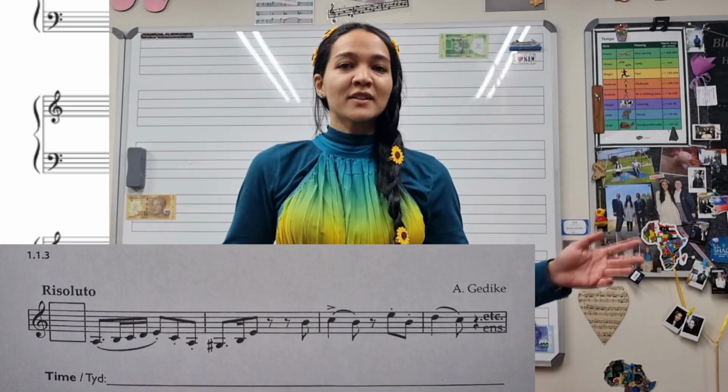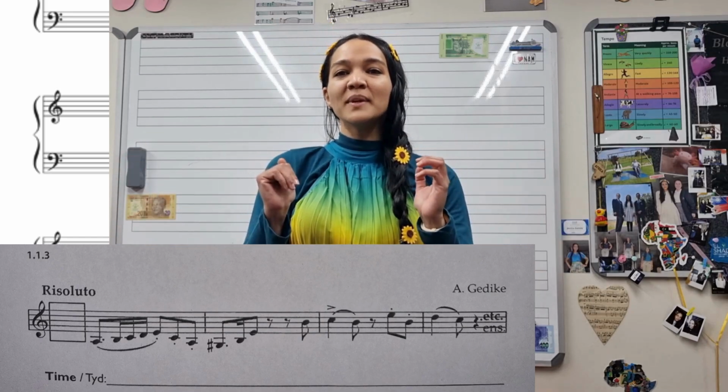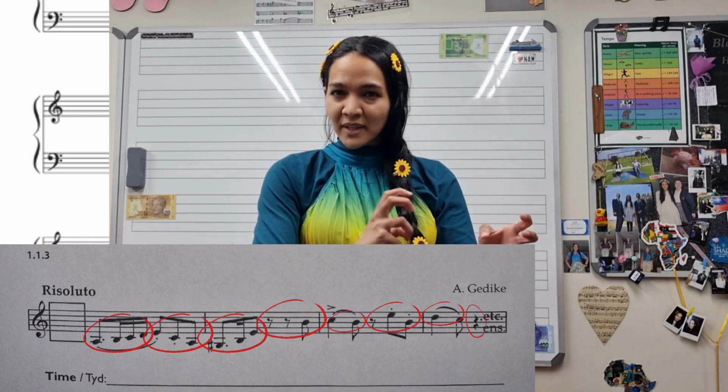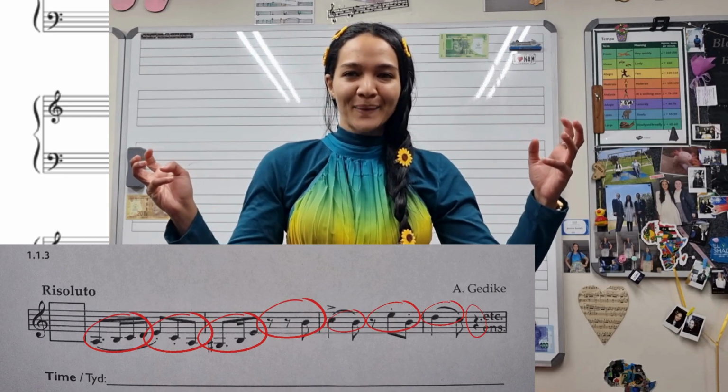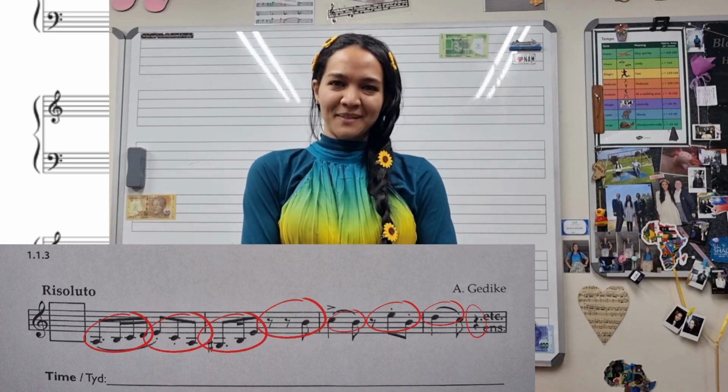Lastly, we have a risoluto example, and you can see here that we sort of have groups of 2. So we know that we have 2 beats in a bar here. They're grouped in a very compound way, and this is 6/8 time, compound duple time.